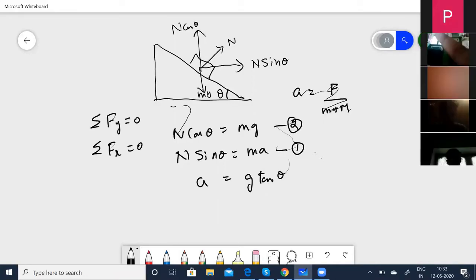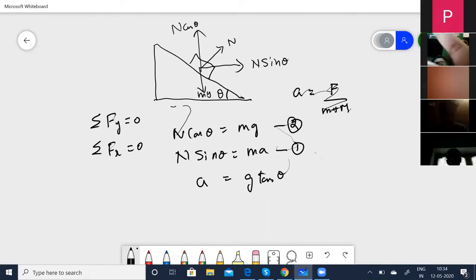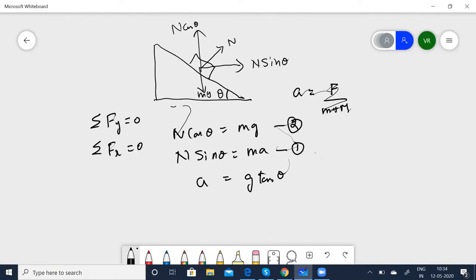1 divided by 2 will give me N, and N will get cancelled. The M and N will get cancelled. So you get sin theta by cos theta as tan theta. So you get A equal to G tan theta.